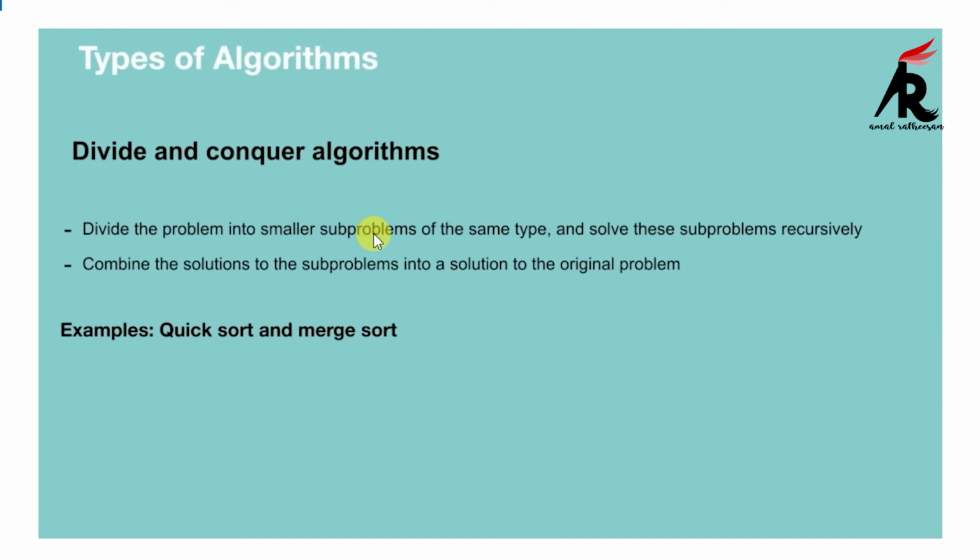The next one is divide and conquer algorithm. By definition, divide the problem into smaller sub problems of the same type and solve these sub problems recursively, then combine the solutions to the sub problems into a solution to the original problem. Actually it's a kind of recursion. The first one was the simple recursive algorithm, and this is also recursion, and the examples are quicksort and merge sort. So I'm not explaining a lot. We'll discuss the divide and conquer algorithm later.